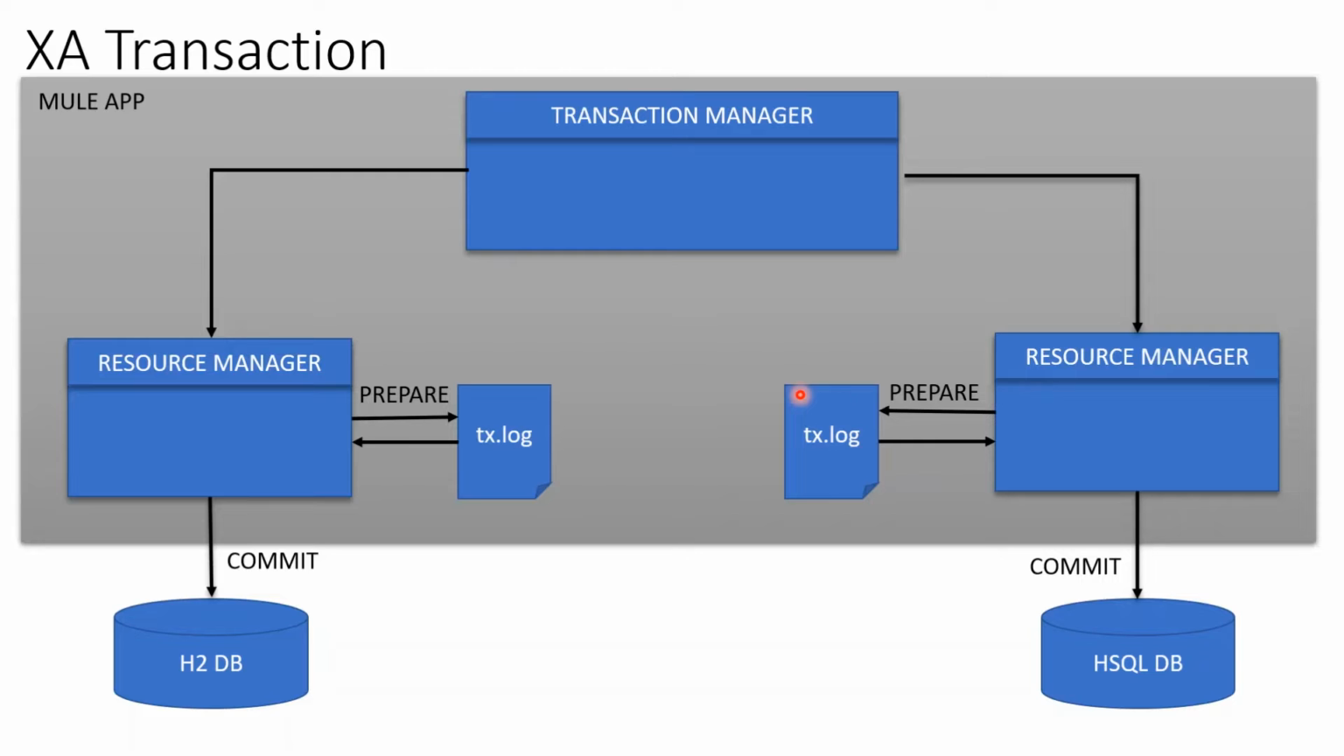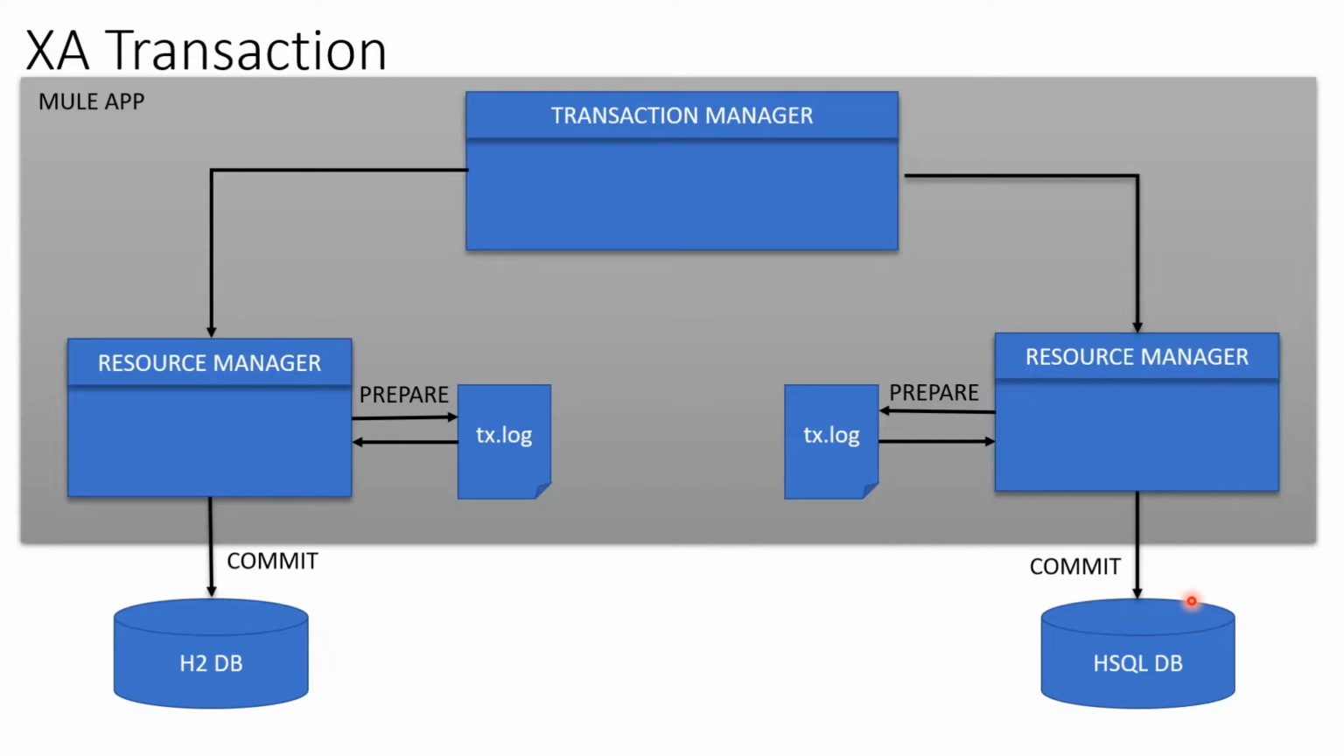What if the resource manager 1 commits the data but the resource manager 2 fails to commit the data? It could be the Mule application crashed, or maybe the HSQL DB went down. It could be any reasons, right? There are many scenarios of failure possible at any given point of time. So how does Mule handle this?